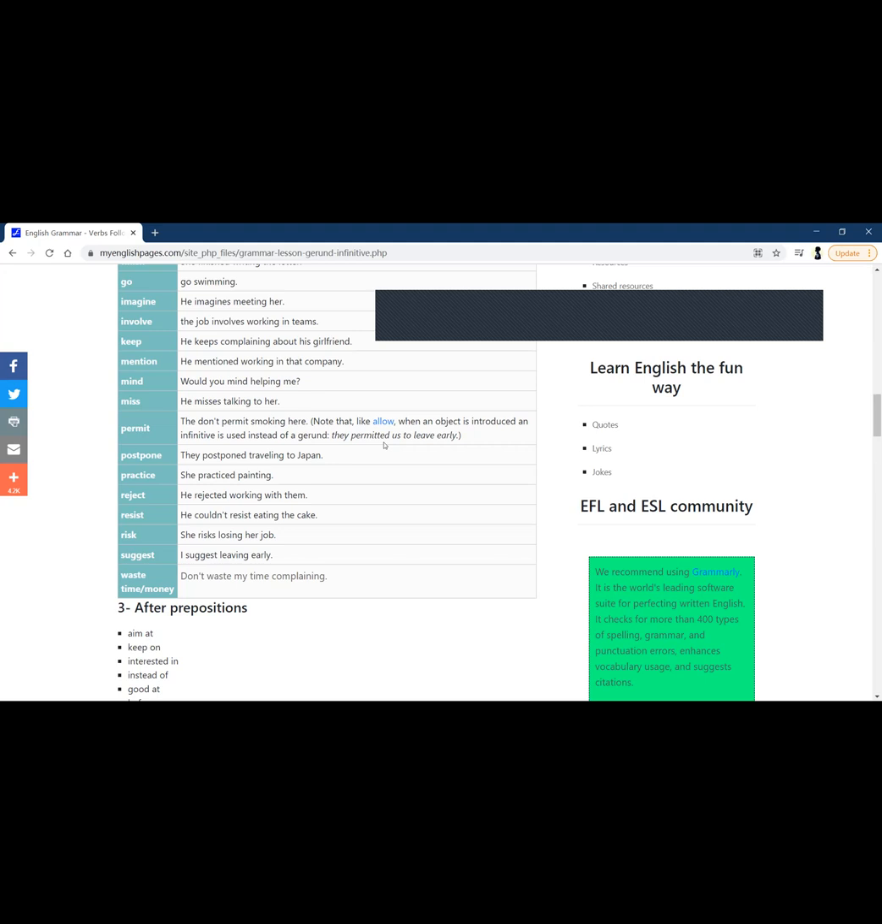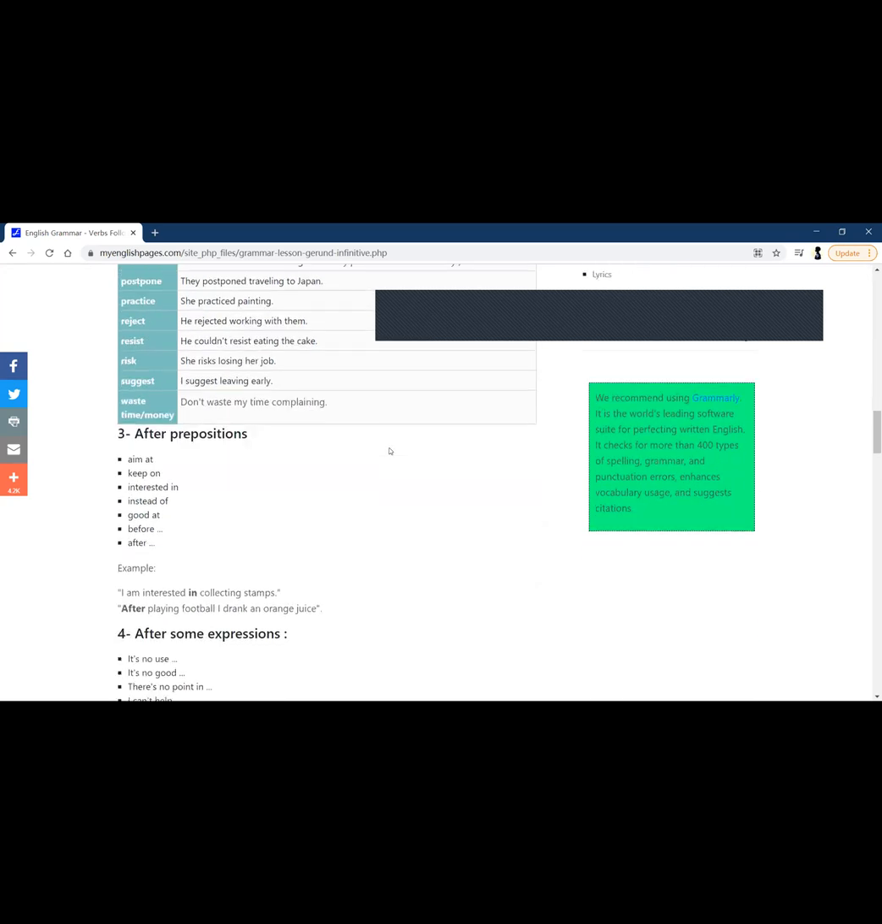Postpone. So what is postpone? It's kind of advanced, but it basically means something similar to delay. They postponed traveling to Japan. Practice: you should practice painting. Reject: reject working with them. Resist: he couldn't resist eating the cake. Risk: she risks losing her job.